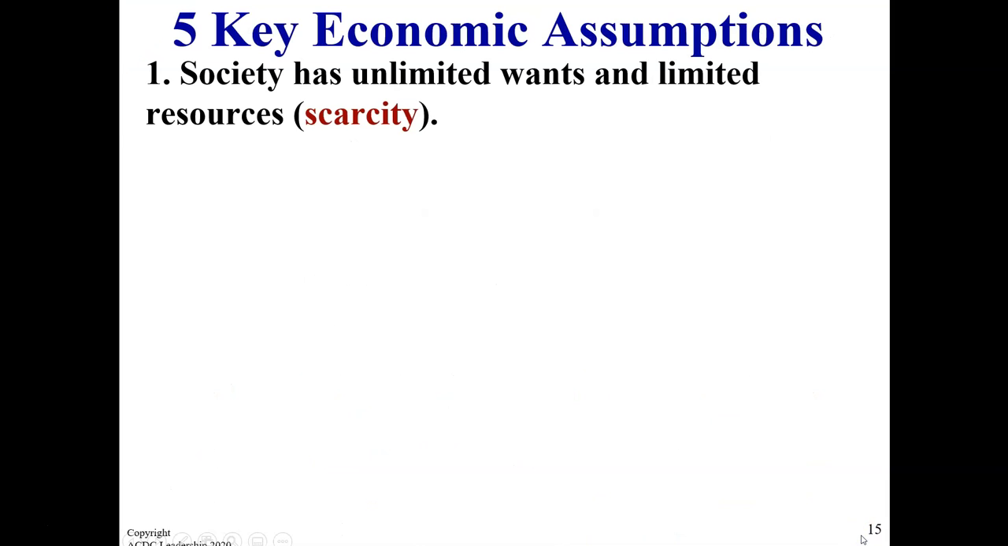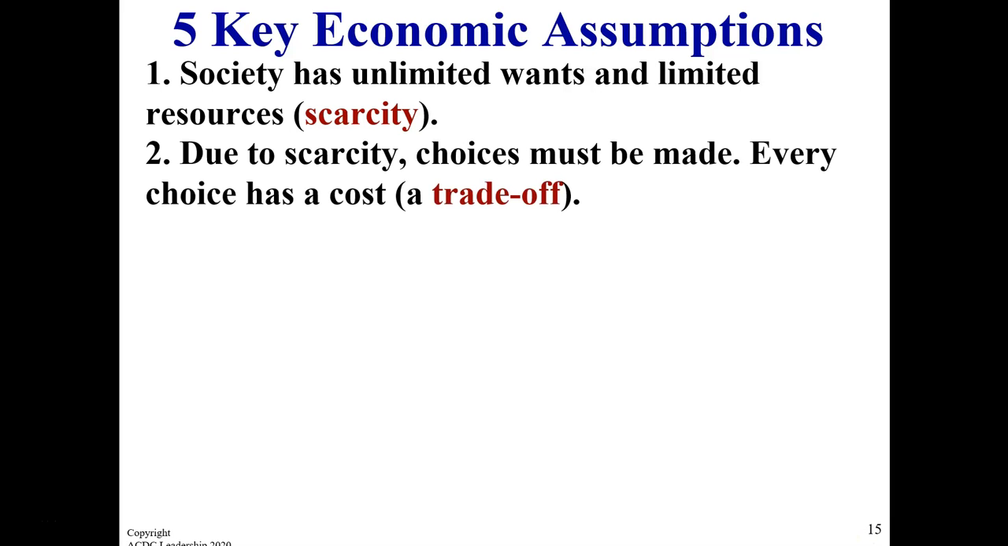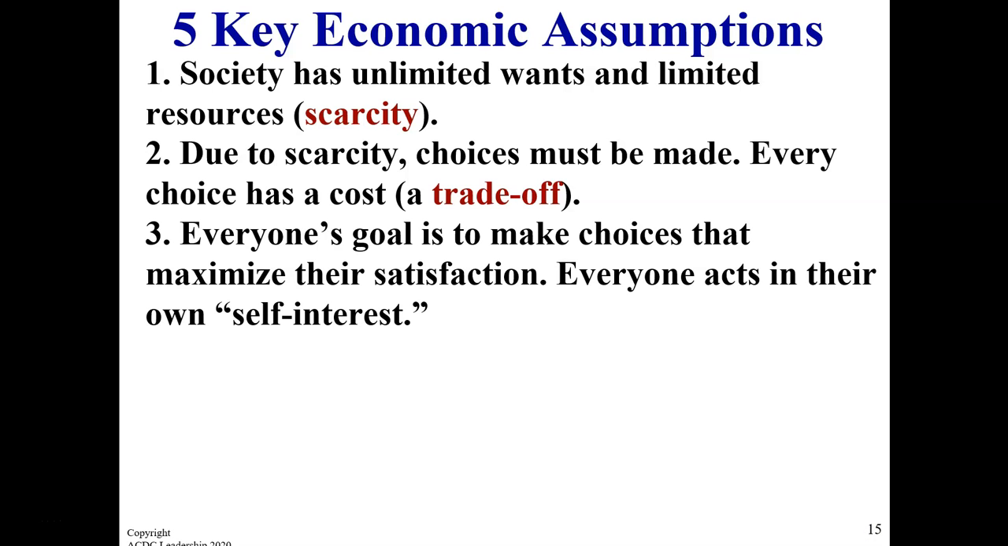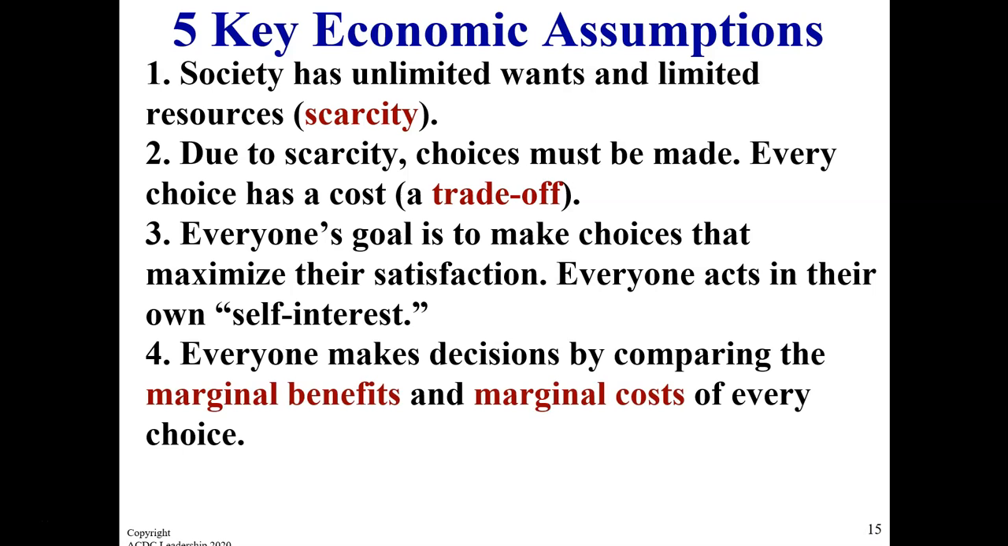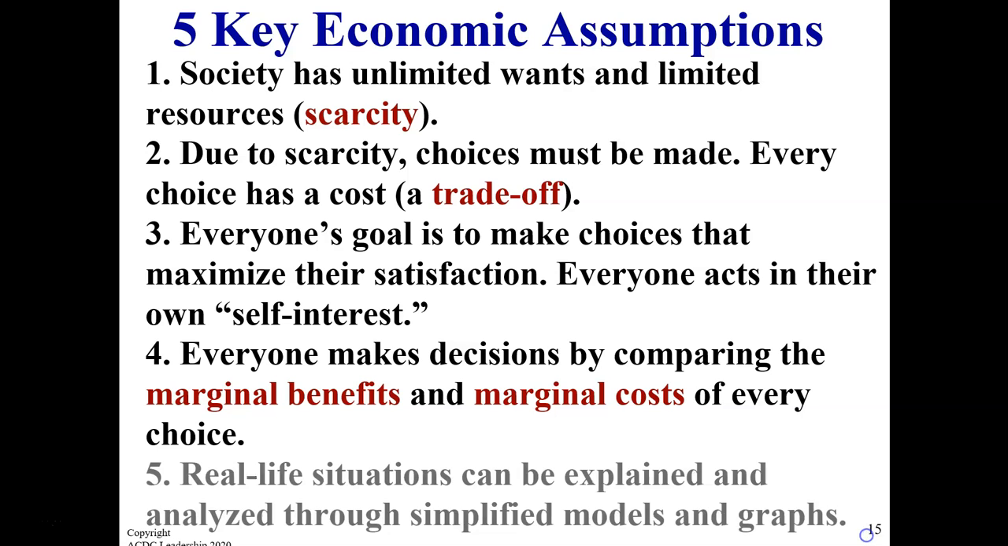5 key economic assumptions. Number 1, society has unlimited wants and limited resources, scarcity. Number 2, due to scarcity, choices must be made. Every choice has a cost or a trade-off. Everyone's goal is to make choices that maximize their satisfaction. Everyone acts in their own self-interest. Everyone makes decisions by comparing the marginal benefits and marginal costs of every choice. Real-life situations can be explained and analyzed through simplified models and graphs, and we'll do a lot of that in this class.